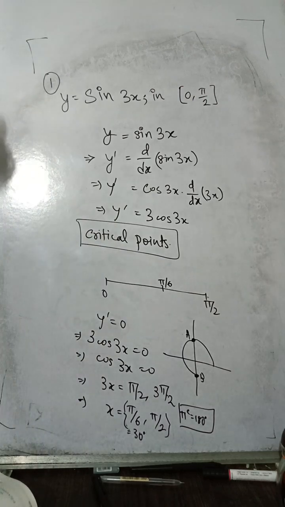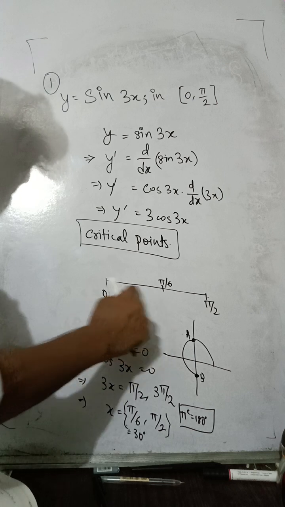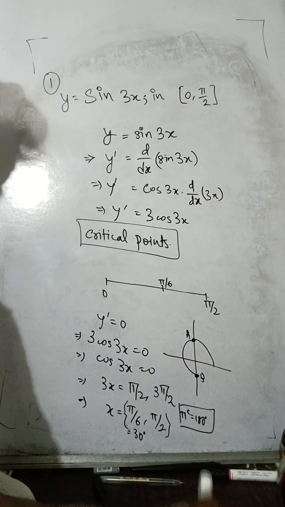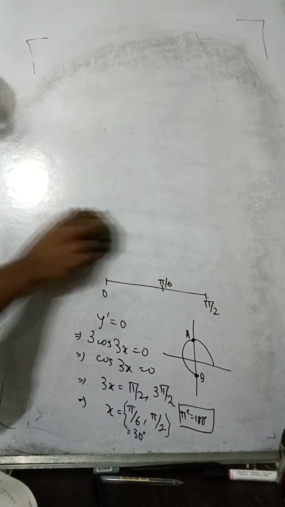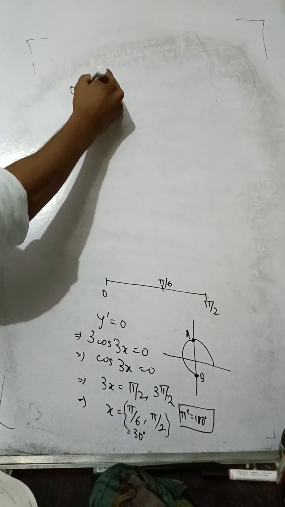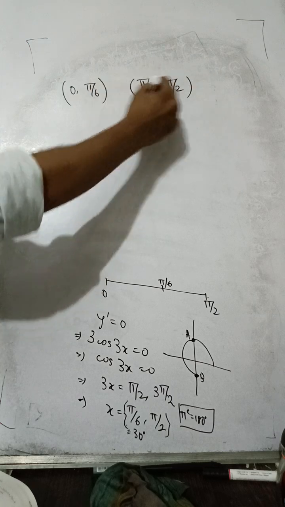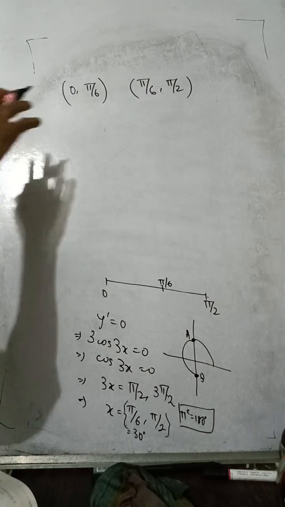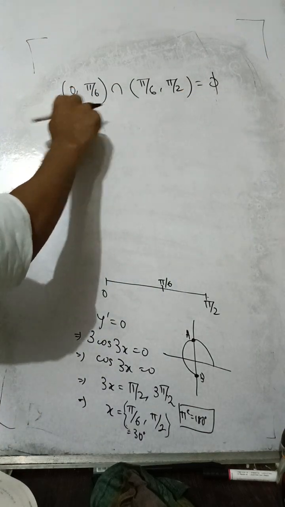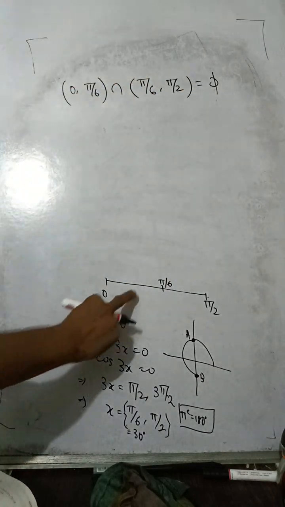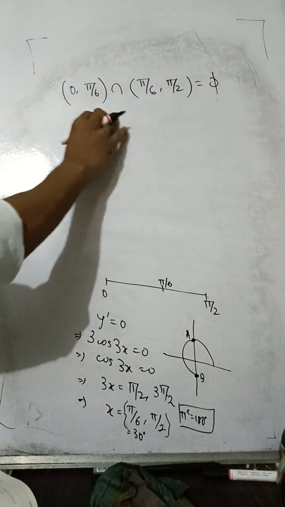Now after putting these critical points, we can see distinctly that we have two regions: one region is 0 to pi by 6 and another region is pi by 6 to pi by 2. These two are disjoint regions, because on intersecting both of them we will have a null set. So we have these two regions. Now let us check what is happening in the first region, 0 to pi by 6.